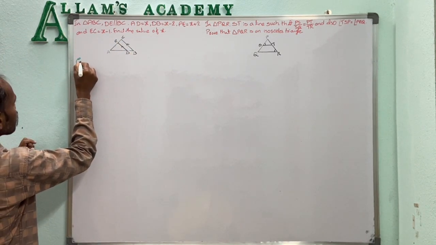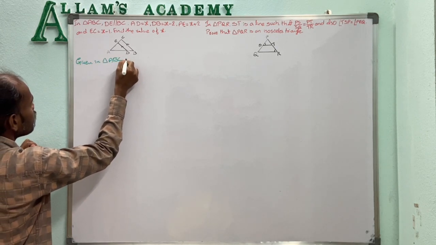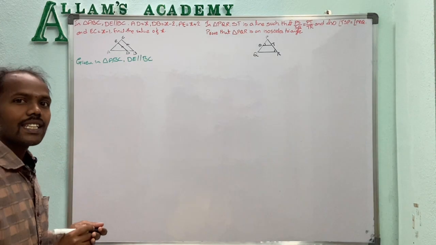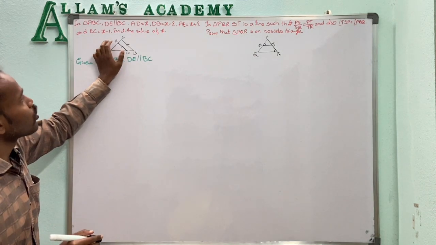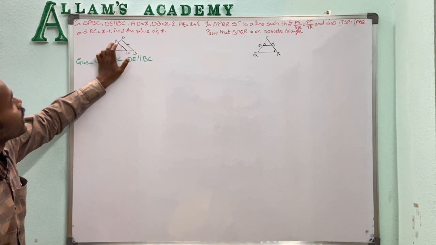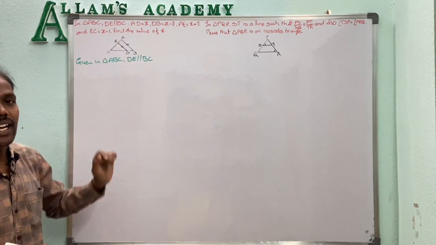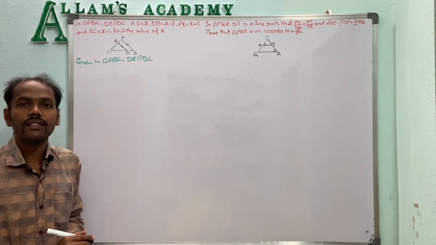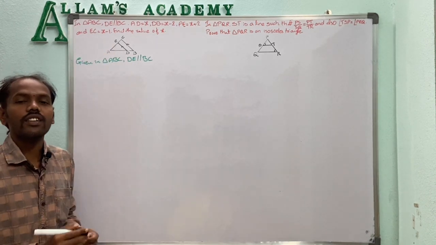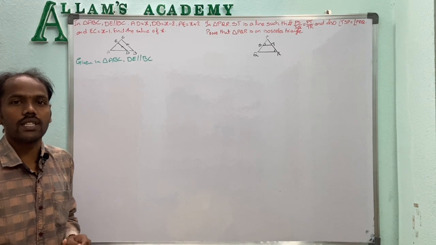So given, in triangle ABC, DE parallel BC. So in a triangle, if we take 2 points on two sides, and the line joining the 2 points is parallel to the third side, then the two sides are divided in equal ratio. Already we studied this in the basic proportionality theorem.